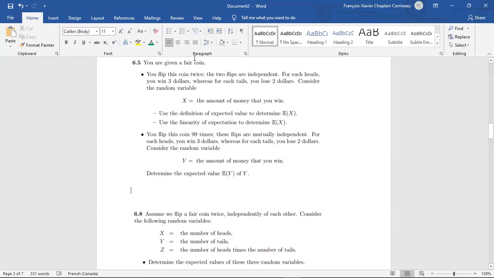Okay, so we are given a fair coin. You flip this coin twice. The two flips are independent. For each heads, you win $3. For each tails, you lose $2. Consider the random variable, the amount of money that you win. Use the definition of expected value to find this expected value. Use the linearity of expectation to find this expected value. Okay, so part A, we have to do two things.